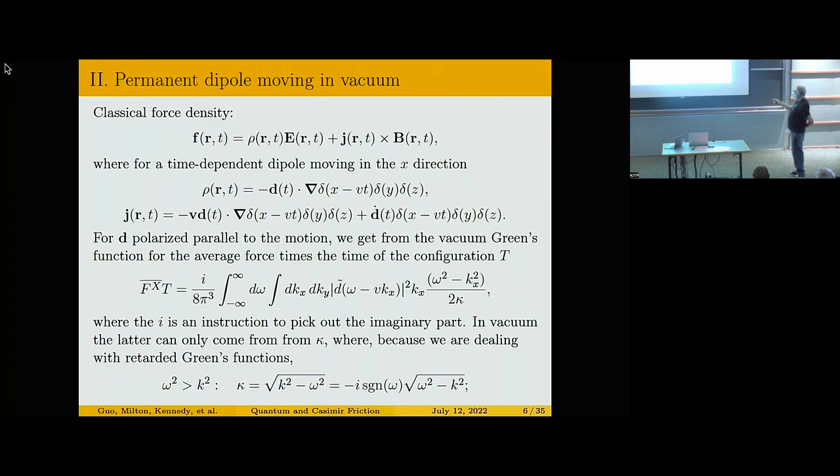Okay, so now we can just calculate the electromagnetic force on the particle, using the same notions we just wrote down, except now written in terms of dipoles. And so this is the formula.